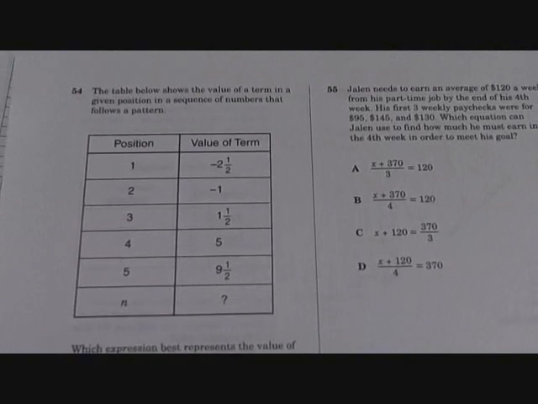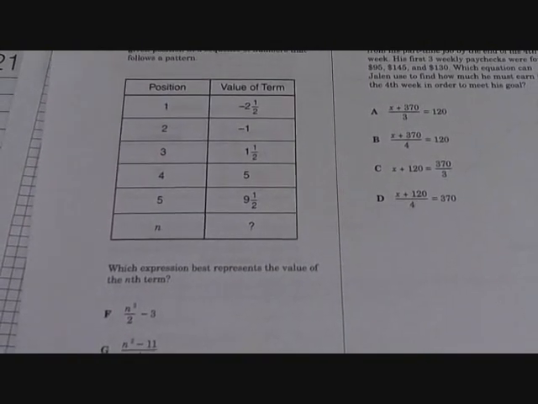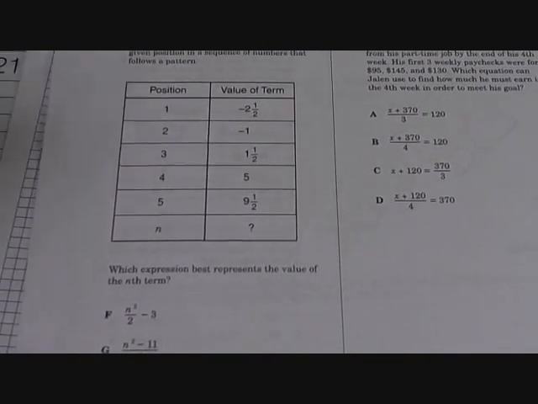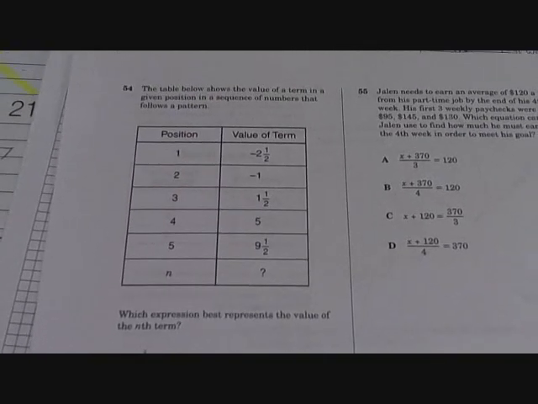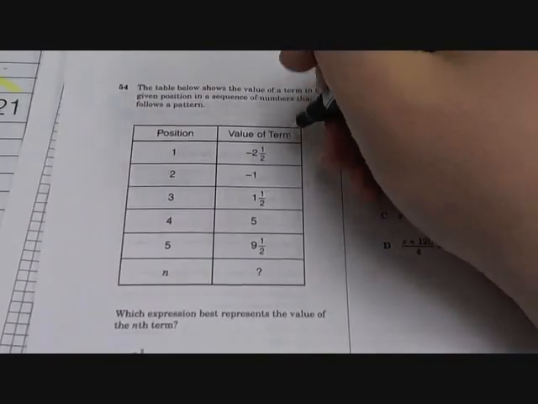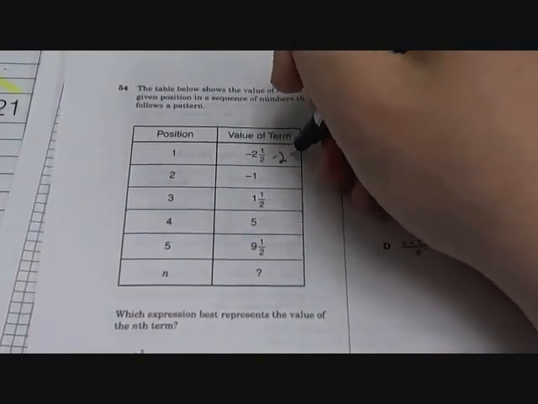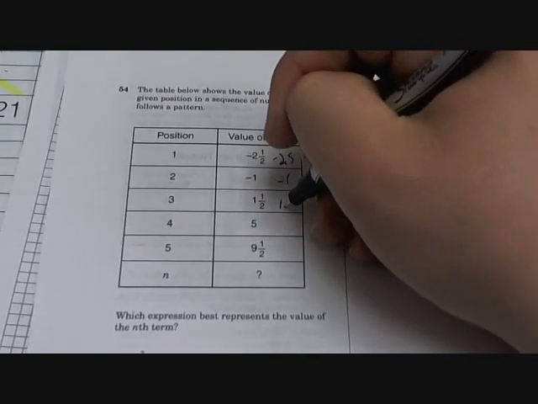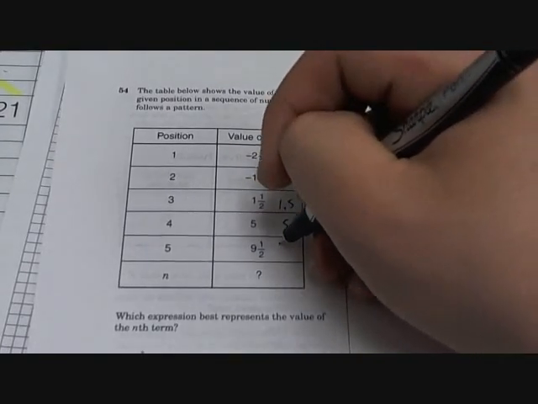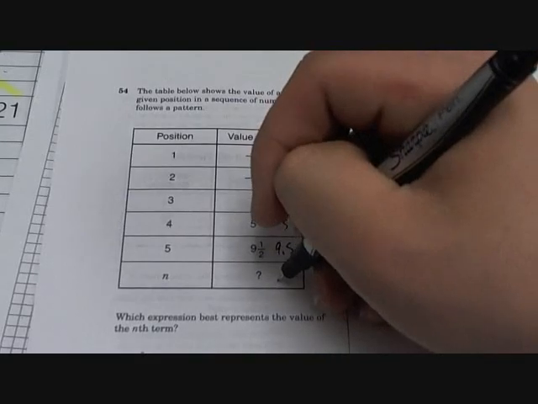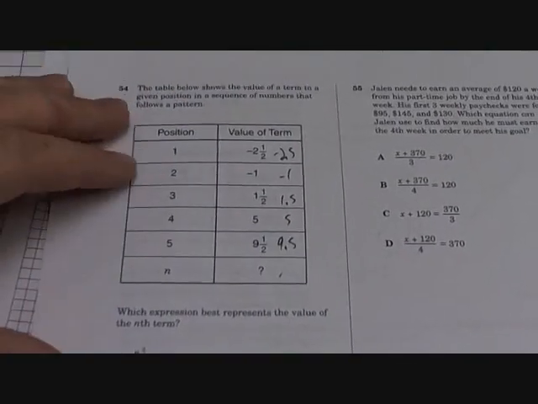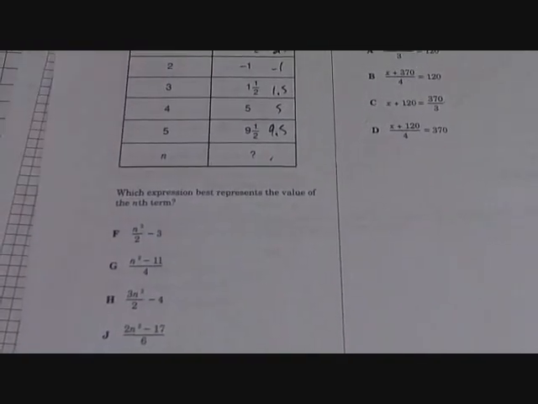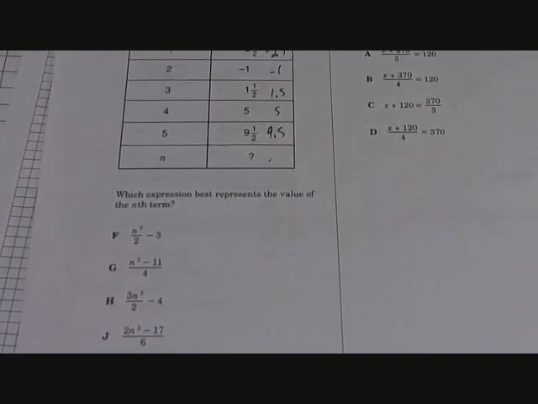Alright, number 54. Which expression best represents the value of the nth term? So for this one, convert everything to decimals because everything's better as a decimal. Negative 2.5, negative 1, negative 1.5, 5, 9.5, and n is something. So you don't want to do a lot of algebra work. It's number 54. You're already tired. You want to go home already.